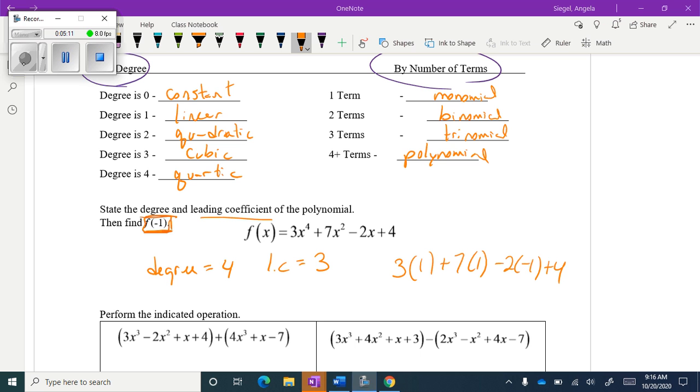So this is what comes through my mind. These are both even, so my 1 is going to be positive. So I have 3 plus 7. This is an odd, so it's going to be negative. So I have -2 times -1 is a +2. And so I'm just going to add these together. So 10 plus 6 is 16.